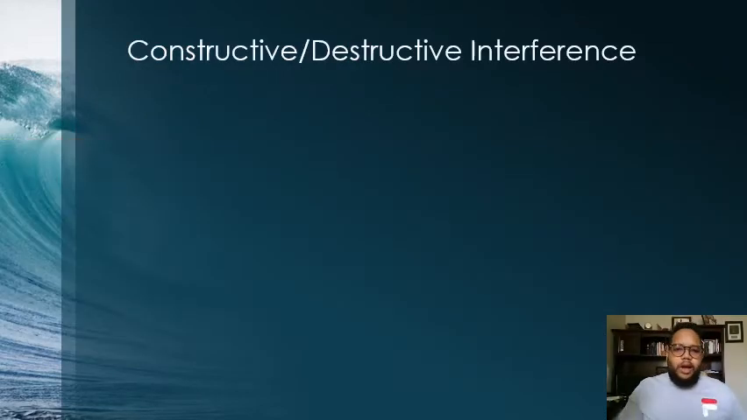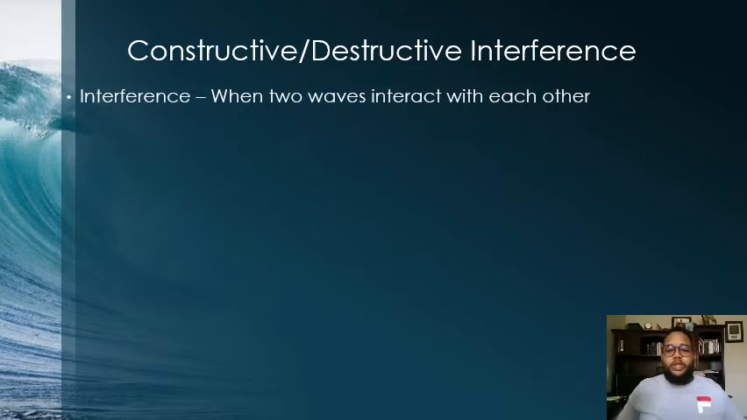Next, we're going to look at constructive versus destructive interference. Now, first of all, let's talk about what interference is. Interference is when two waves interact with each other. So there's two different types of interaction. It's either constructive or destructive.